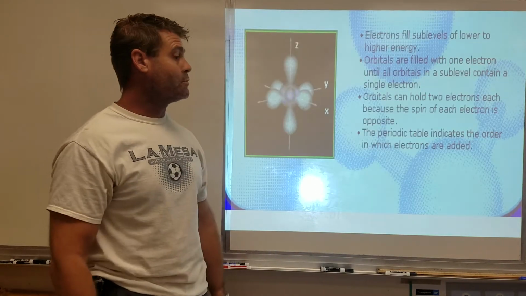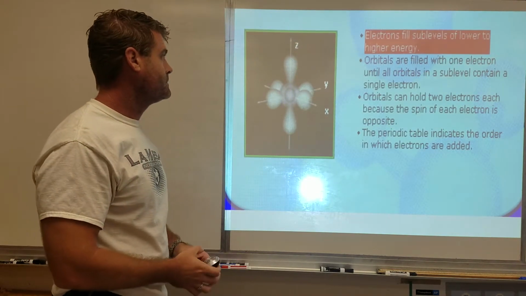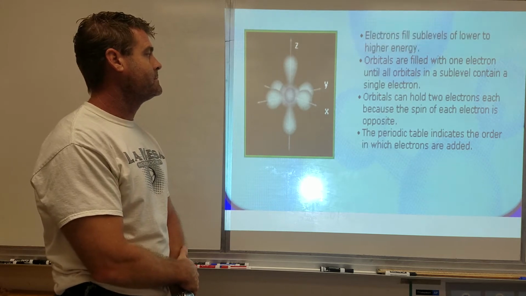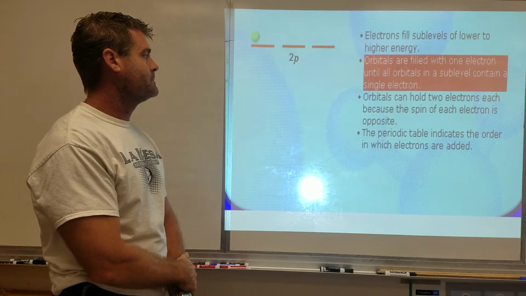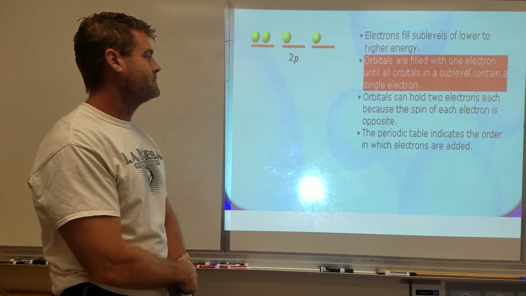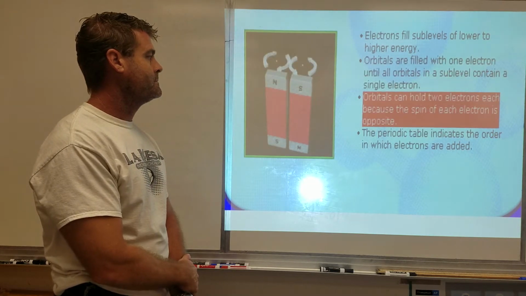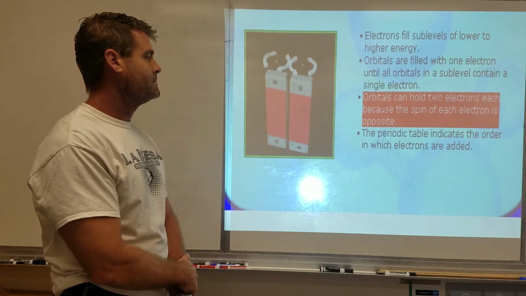All right, little review here, guys. Electrons fill sublevels of lower to higher energy. Within each energy sublevel, orbitals are filled with one electron until all orbitals contain a single electron. Orbitals can hold two electrons each, because the spin of each electron is opposite.